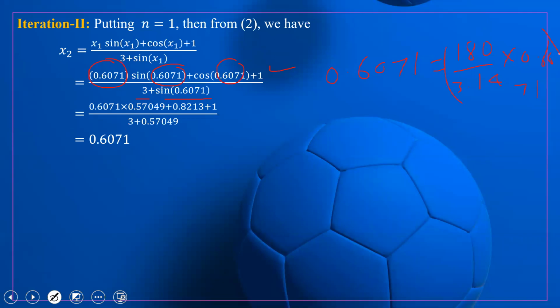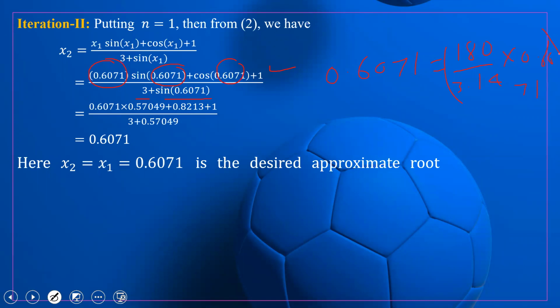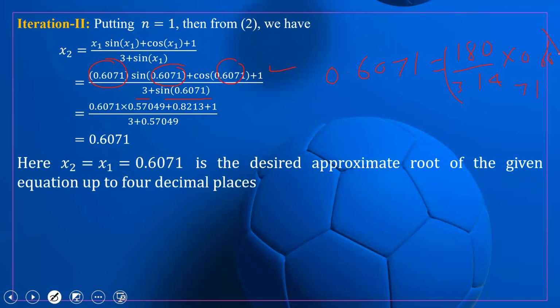Just look here, we are getting the same answer. x2 and x1 both are similar. Here x2 is equal to x1, which is equal to 0.6071, the desired approximate root of the given equation up to 4 decimal places.